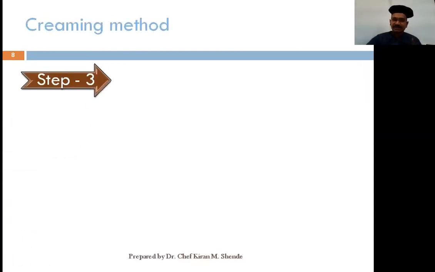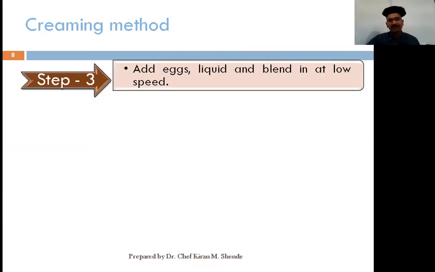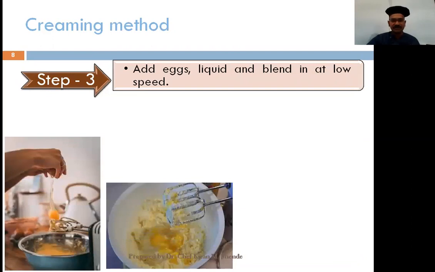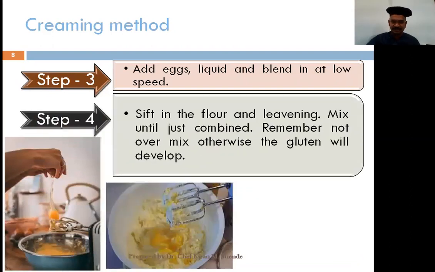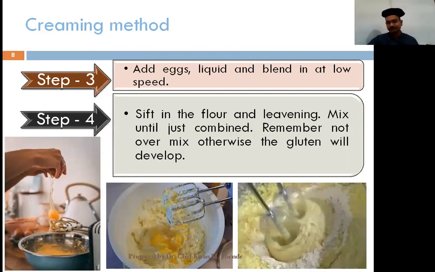Creaming method, step 3. What happens in step 3? Add the liquids and the eggs and blend it on a slow speed. At every point in time, you also have to make sure that you are not over mixing the mixture. Finally, you sift in the flour with all the leavening agents and mix until everything is combined. And like I said before, don't over mix the dough or the batter, otherwise the gluten will develop and hamper the texture of your cookie.